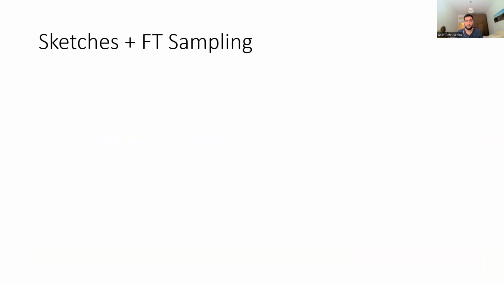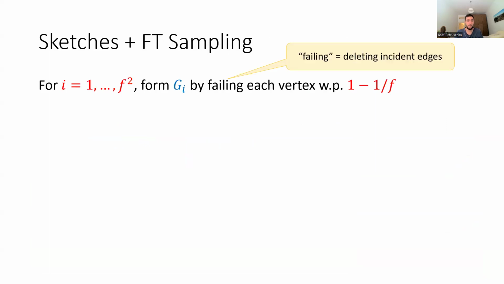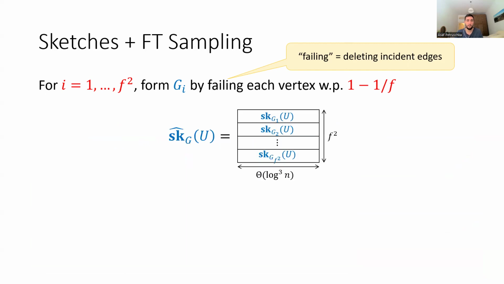So as we are dealing with vertex faults, we don't want the sketches to give us edges that touch the faulty vertices. So we can easily achieve this by using a technique called fault tolerance sampling. And this works as follows. For f-squared iterations, we generate a random subgraph Gi by failing each vertex independently with probability 1 minus 1 over f. And then we simply concatenate the sketches with respect to all these Gi's to get our new fault tolerance sketches, which consist of roughly f-squared many bits. And these new sketches remain linear, and we now get the ability to detect non-faulty edges.